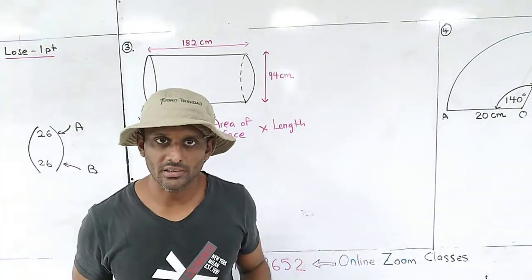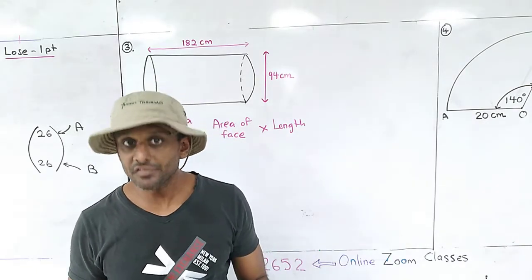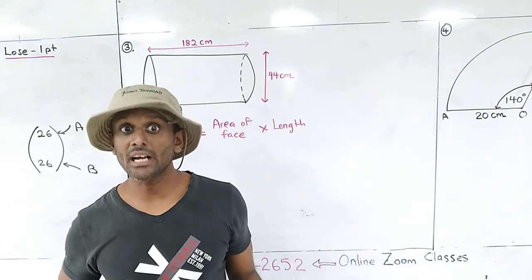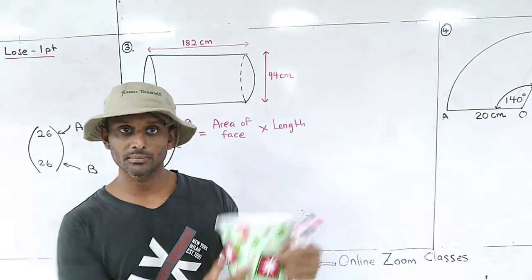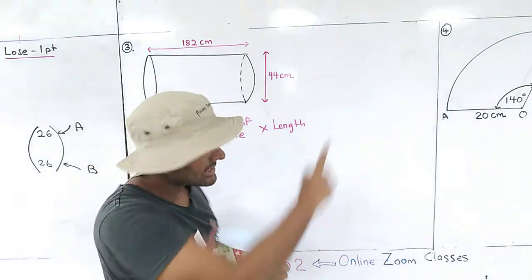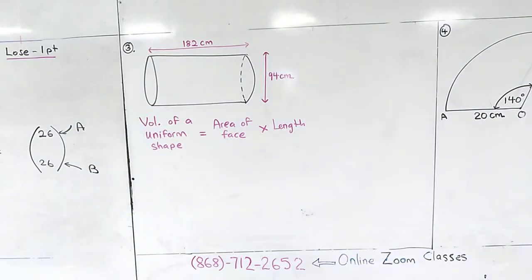And I know what you're wondering. What would happen if the examiner gives me a shape which is not uniform? Don't worry. When we reach that question on that side, I'll handle that. Checking the camera one more time to make sure it's working. Alright.